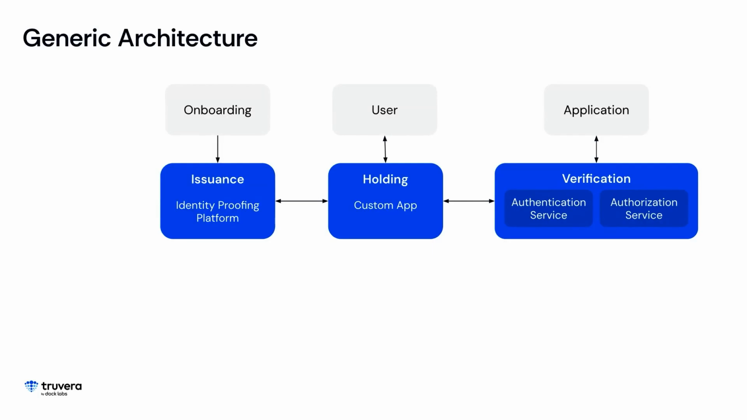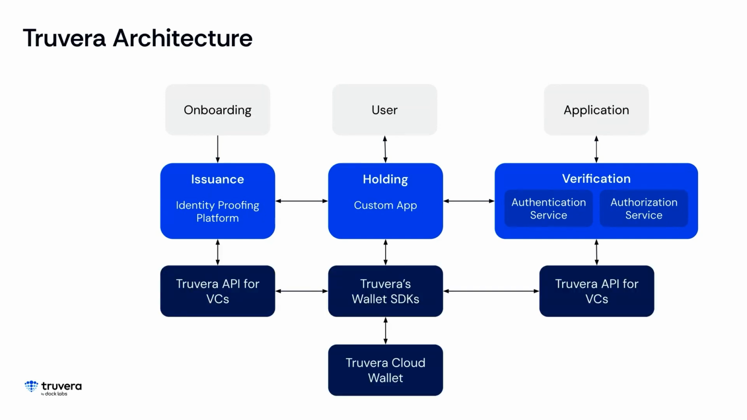So this is generic. You can use any kind of credential, a World Wide Web Consortium compliant verifiable credential, to do this. You can use standard protocols like the OpenID protocols for verifiable credentials. Our employer, Dock Labs, has a product called Truvera, which provides APIs that try to make this really simple. So you can call a REST API in order to issue. You can call a REST API in order to verify.